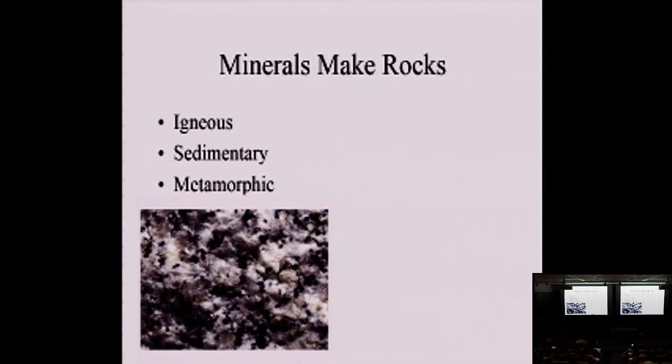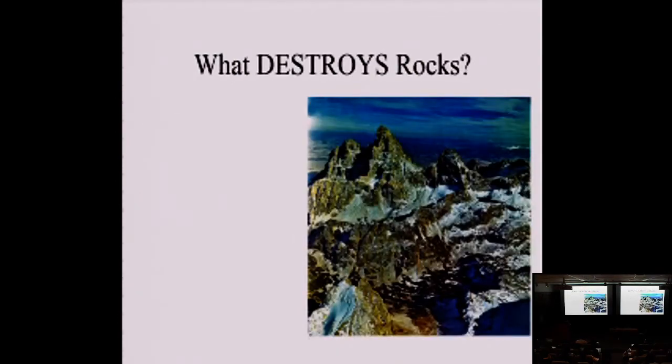So minerals make rocks. You all know there's 3 types of rocks: igneous, sedimentary, and metamorphic. And this is a picture of an igneous rock called diorite. So minerals make up rocks. Rocks are an amalgamation of 1 or more minerals. So now that we're at the top, we've made rocks. Let's think about destroying them. Destroying them is the first step in making a sedimentary rock.